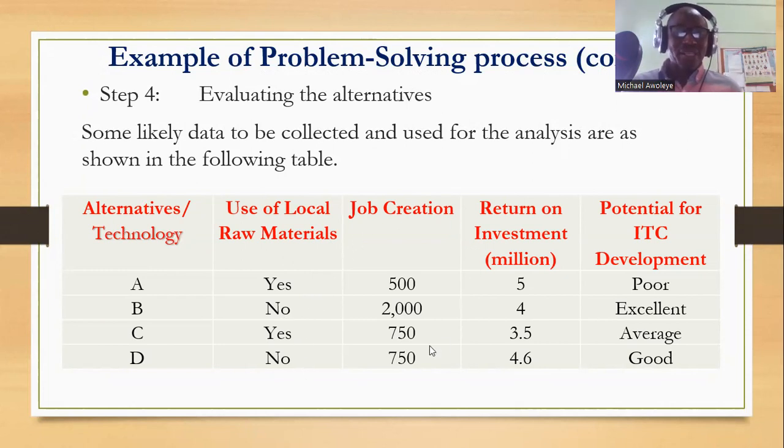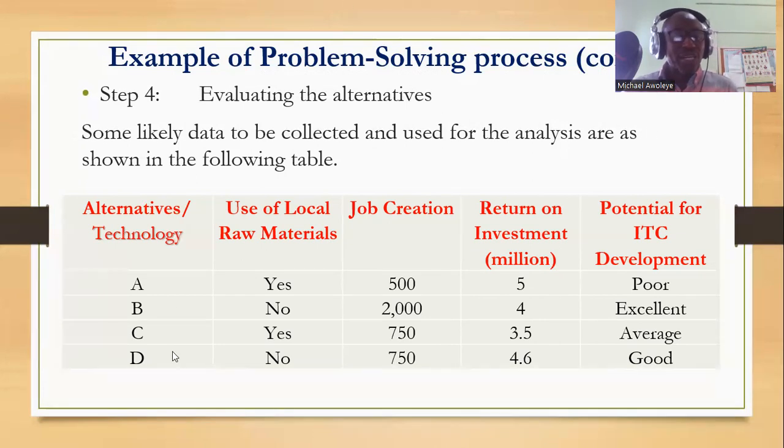And then you're going to create about 750 jobs. It's also good, but it's not as good as we would have loved, up to 2,000 jobs, over 2,000 jobs. And then our ROI is a bit limited now, 3.5. No, this is too small. This is not huge. And then the potential for ITC is also average. Apparently, if you look at this by inspection, you don't want to go with this.